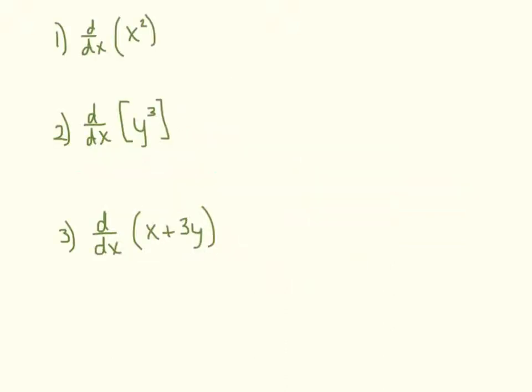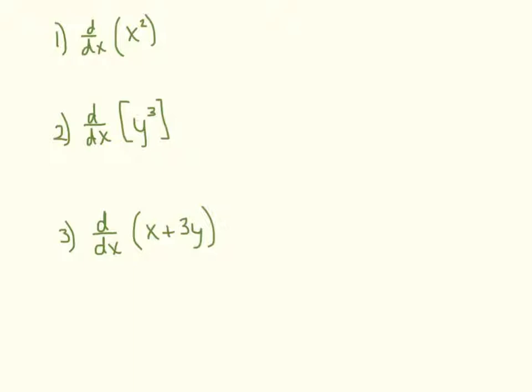Okay, so we're going to start off with some pretty simple examples just to kind of get us started and help us understand the notation and how it is we're supposed to write this. So I first of all want to make sure that we are reading this correctly, right? So this is the derivative with respect to x. So the variable in the denominator is the variable that we are taking the derivative with respect to.